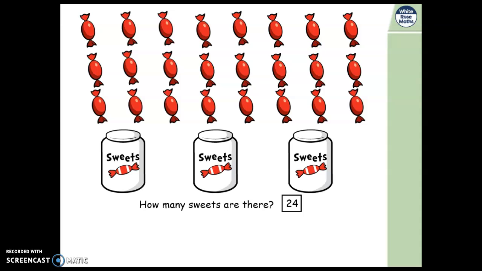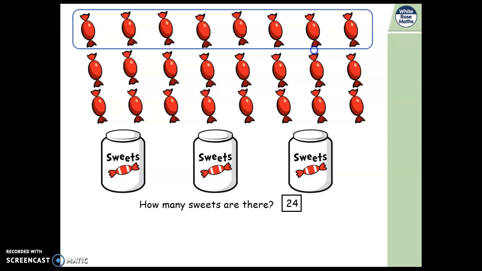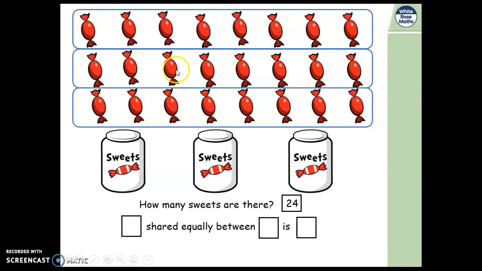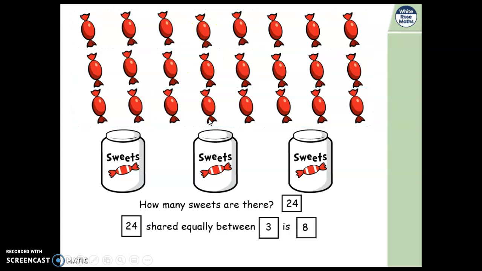We've got 1, 2, 3 jars. Alright, so if I've got 3 jars, I can put them into 3 sections. We've got 1, 2, 3, 4, 5, 6, 7, 8 in a group, 8 in a group, and 8 in a group. They are all equal groups. So 24 sweets, so 24 shared equally between 3 groups is 8.